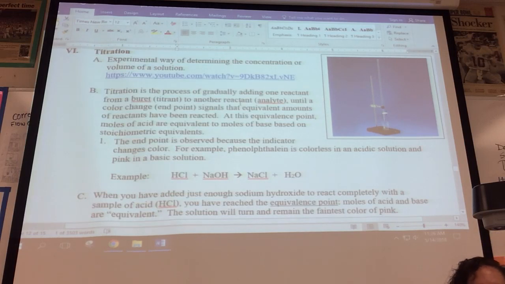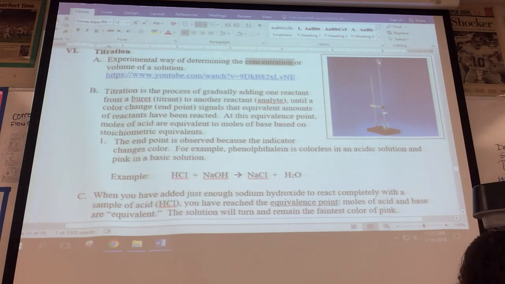And titration is a very useful procedure that you can do to determine the concentration of an acid or a base. And truthfully, when you get into more advanced chemistry, you actually can do redox titration, where you've got oxidation reduction reactions, and you can figure out concentrations of substances. For our purposes, we're going to be able to determine concentration or volume of a solution that is acidic or basic.